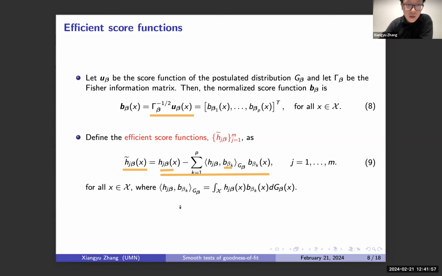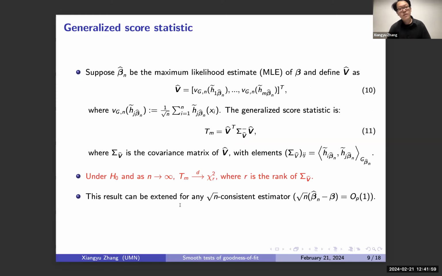Okay. So then we introduce here our generalized score statistics. We suppose beta hat n to be the MLE of beta, and we define our V hat as a vector of these VJNs here. And VJN is defined here. Indeed, in statistics we call it a functional parametric empirical process, but here we just think of it as a summation, okay, for simplicity. So it's a vector of these summations, and our generalized score statistics is defined this way, okay.